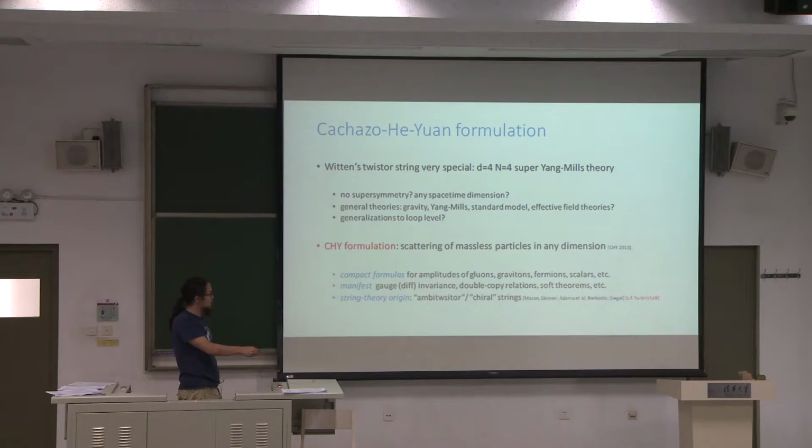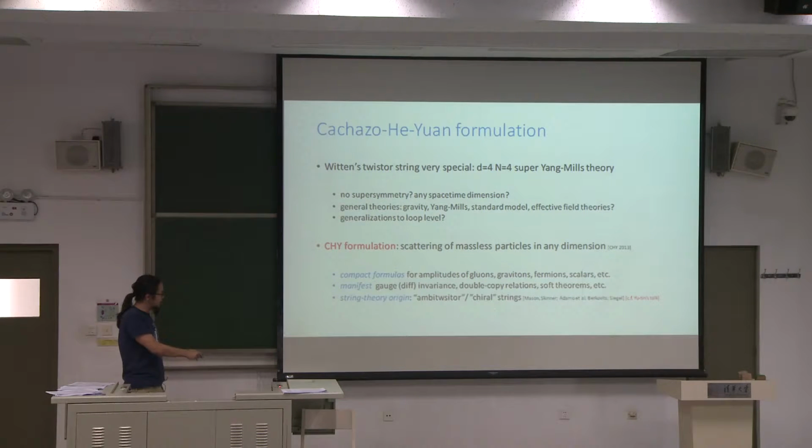And also the Weinberg soft theorem and some new soft theorems, and amplitude relations such as the double copy relation, namely you express a gravity amplitude in terms of two copies of Yang-Mills and so on, they all become very easy to see. And the very important question is to ask: what is the origin of all this?